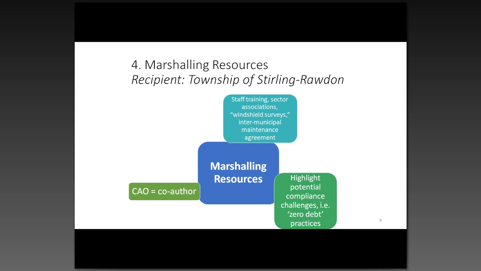Another very interesting part of the Sterling Rawdon plan was that the CAO was the co-author. So it was created in-house between the CAO and the Public Works Manager, and there are some benefits, as you might imagine, of having the CAO as the plan co-author. So really a level of understanding of the technical concepts, commitment to the plan, and senior staff buy-in that's required for the plan to be useful in changing behavior once it's been approved.